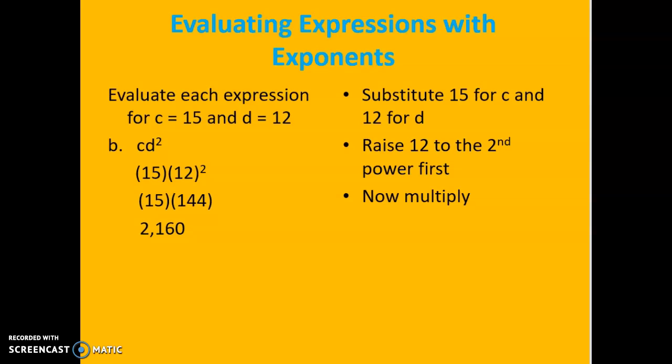Here's another example of evaluating the expression with exponents. Here we have CD squared. Now notice, this is different than example A. In example A, we had in parentheses both the C and the D. Here we have no parentheses. So in this case, you'll notice the square, or the power, only goes with the D, not with the C. So I take the exponent first. 12 squared is 144. Then I multiply it by the 15. The difference again between example A and this one is the placement of the parentheses. In this one, the exponent only goes with the D, whereas in example A, it went with both the C and the D.